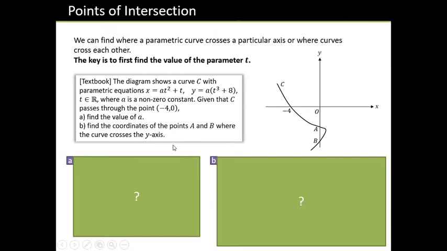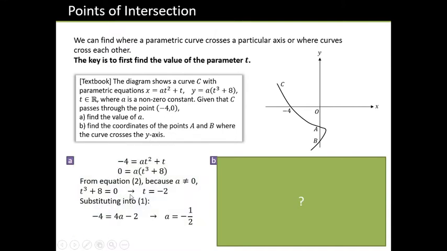We're also told that a is a non-zero constant, so if we substitute these values in to create these two equations from that point, knowing that a is non-zero, we know that it must be that t cubed plus 8 is equal to 0. Solving this, we have that t must be equal to -2. Substituting that into our first equation, we're going to get what a is equal to, so a being equal to -1/2.